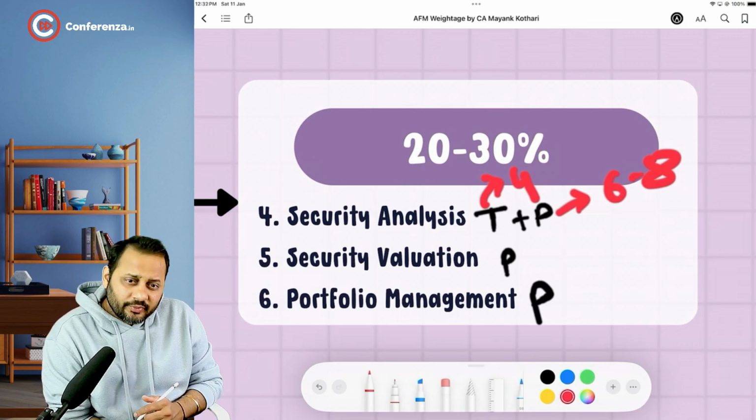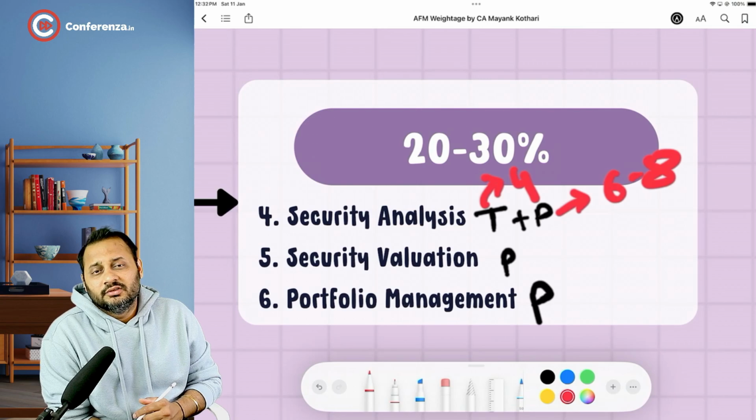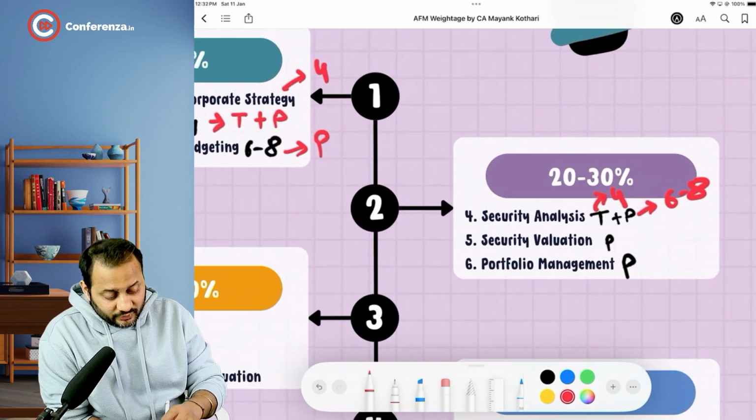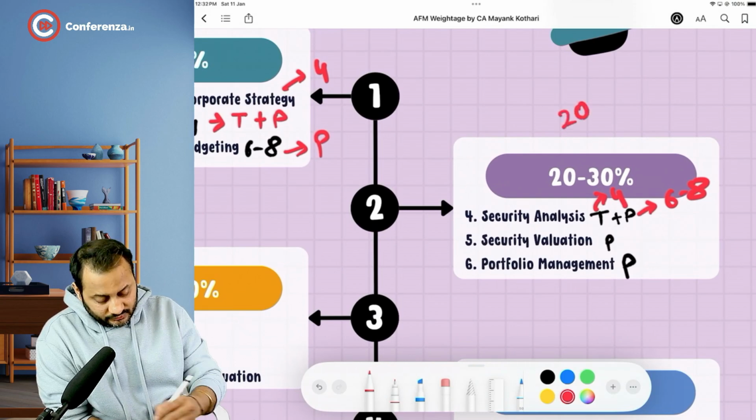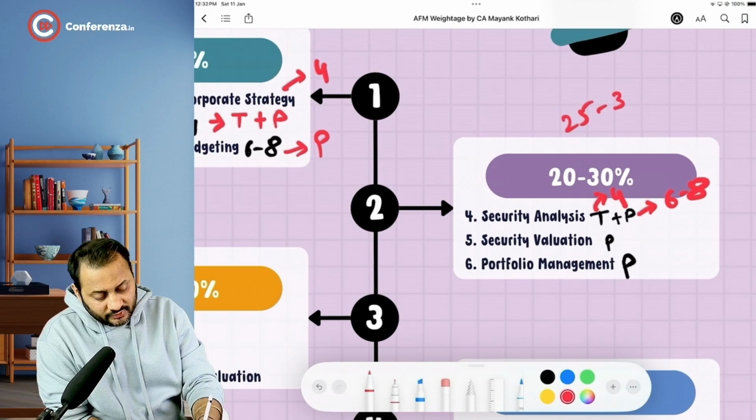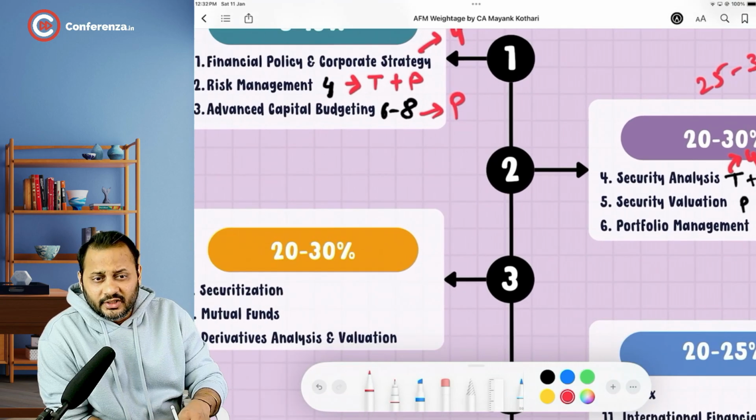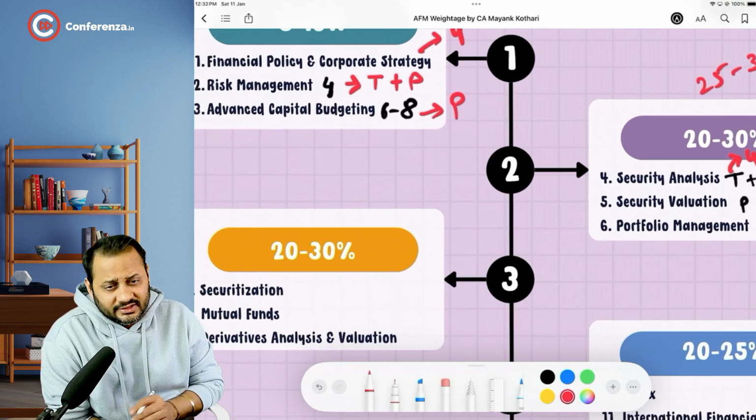So this is going to be one of the largest chapters in terms of number of questions. Okay, 20 to 30%, you can just imagine that around 25 to 35 marks of questions will be asked in this section.